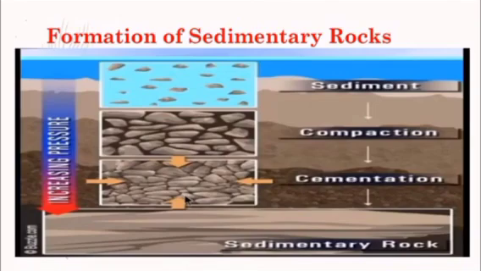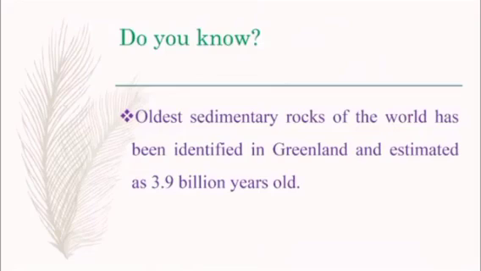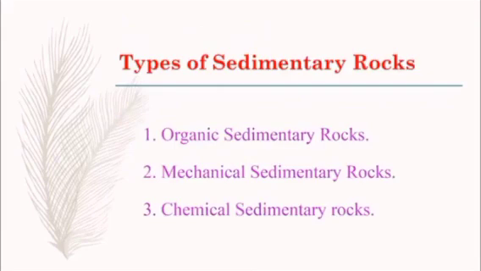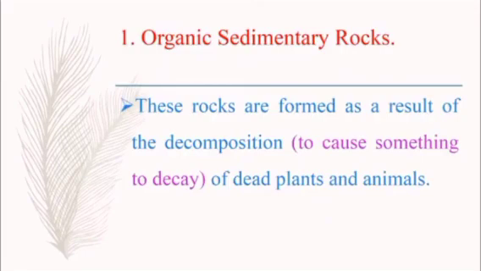I hope you are clear how the sedimentary rocks are formed. Do you know, the oldest sedimentary rocks of the world have been identified in Greenland and estimated as 3.9 billion years old. Now we are going to learn about types of sedimentary rocks: organic sedimentary rocks, mechanical sedimentary rocks, chemical sedimentary rocks. So the first one is organic sedimentary rocks.